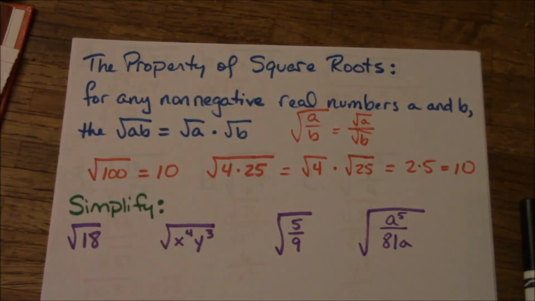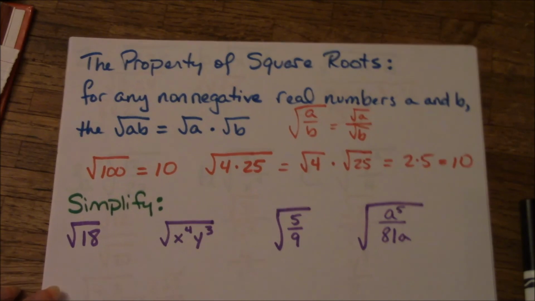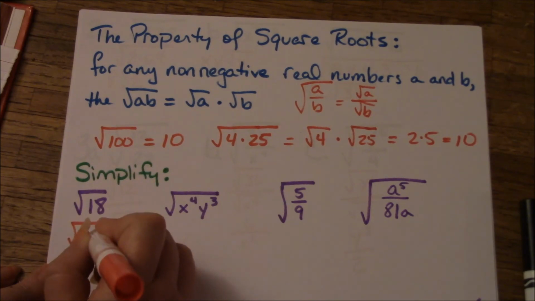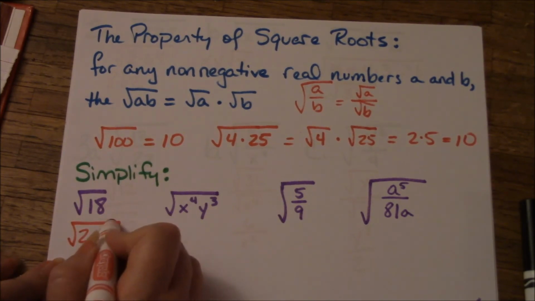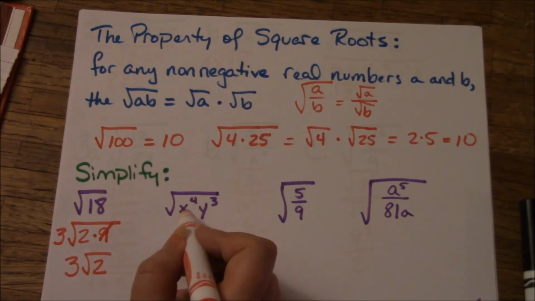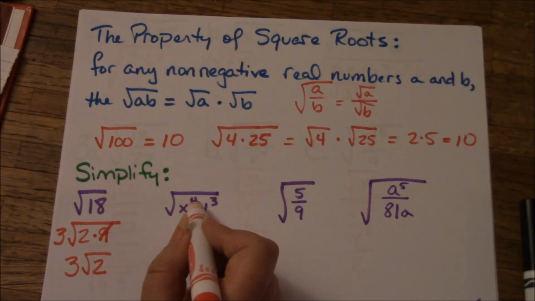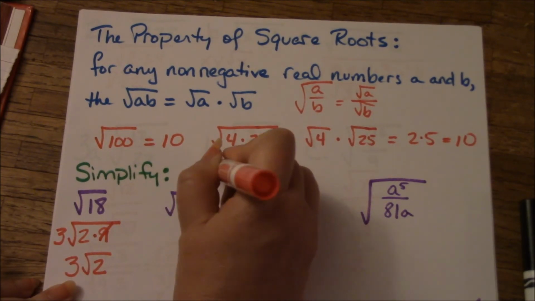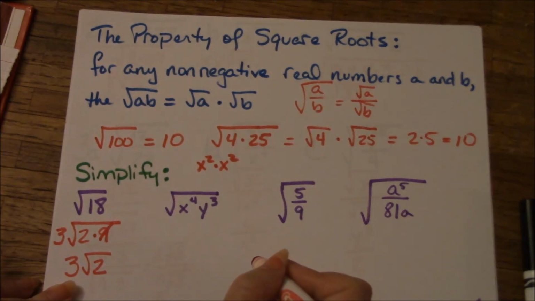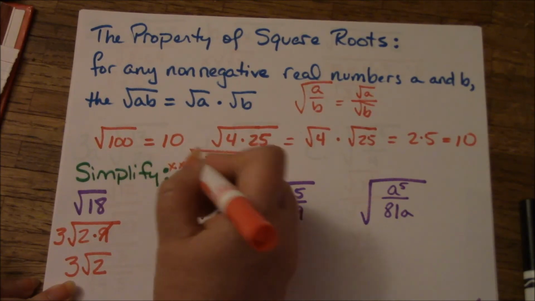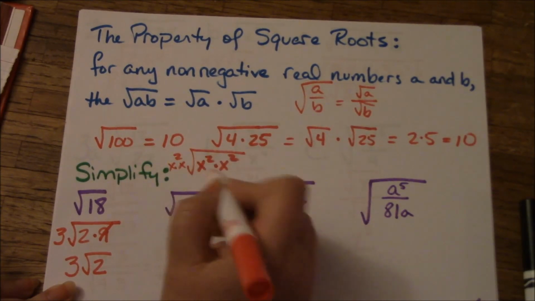So we've got a few problems here to simplify together. The square root of 18 is the same as the square root of 2 times 9, and the square root of 9 is 3. So our answer here is 3 root 2. Anytime you've got a variable with an even exponent, you know that you can take the square root of it. This is essentially x squared times x squared. Square root of x squared times x squared is x times x, which is x squared. You can take one of them away.